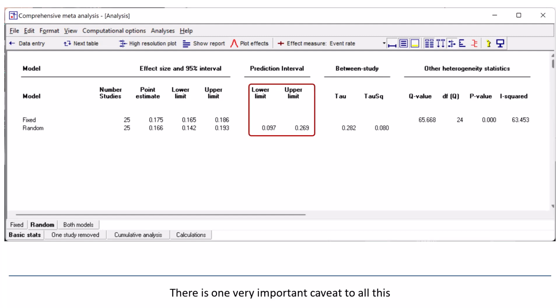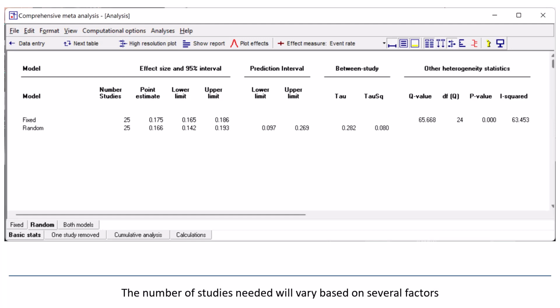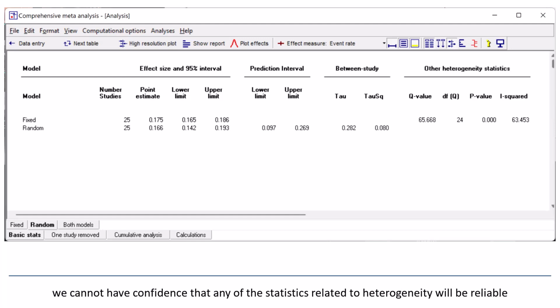There's one very important caveat to all of this. In order to estimate heterogeneity reliably, we need a minimum number of studies in the analysis. The number of studies needed will vary based on several factors. However, we might use 10 as a useful minimum to provide a sense of scale. When the effect size varies substantially across studies, and there are less than 10 studies in the analysis, we cannot have confidence that any of the statistics related to heterogeneity will be reliable. This includes I squared and tau squared, as well as the prediction interval.